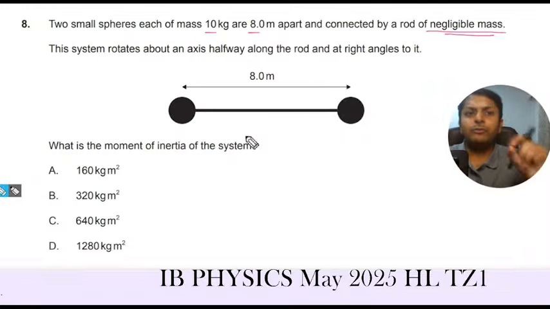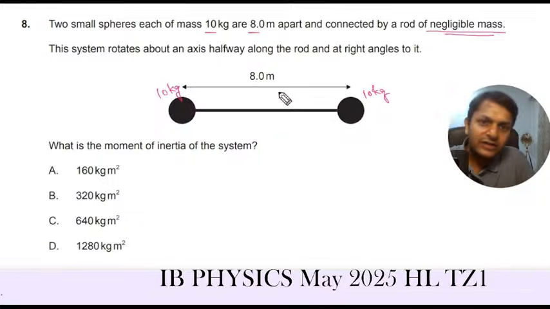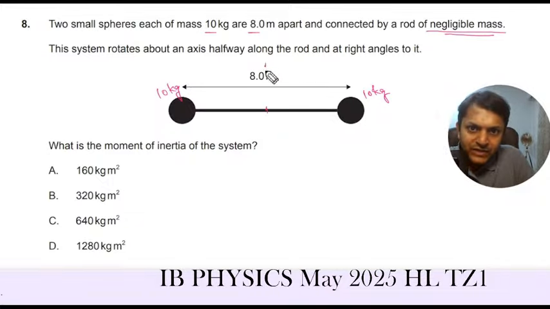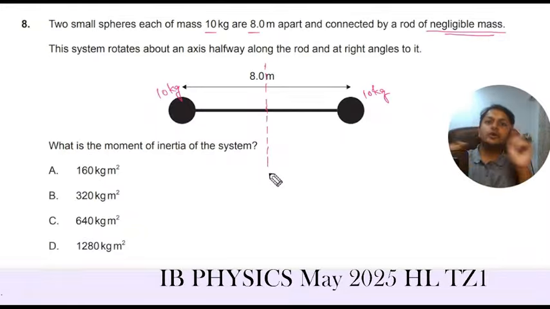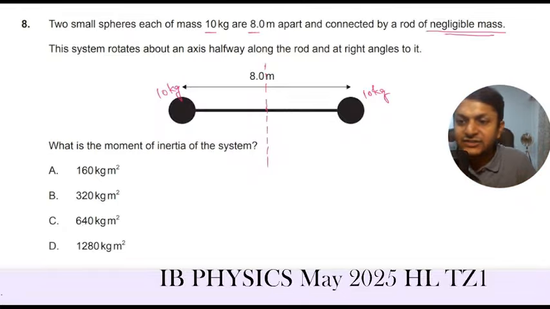So be very careful about what kind of masses are given in your moment of inertia. So there are only two masses we worry about. This is 10 kg and this is also 10 kg here. Okay, fine, no problem. This system rotates about an axis halfway along the rod and at right angles to it. So clearly the axis is somewhat like this, and these two are rotating like this. Very good. What is the moment of inertia of the system? It's a simple and straightforward question.